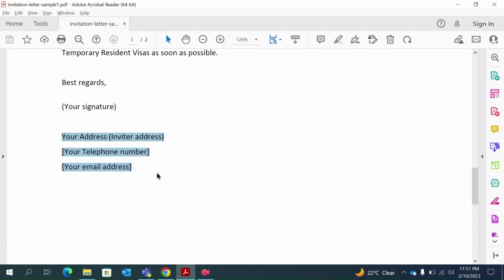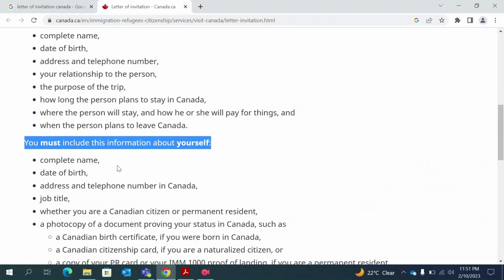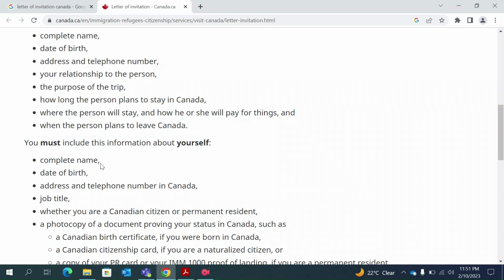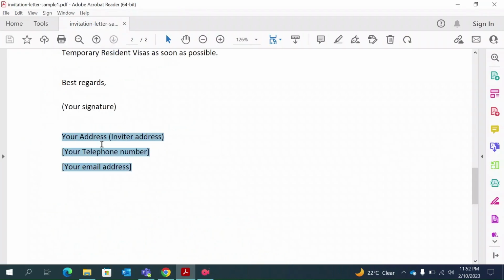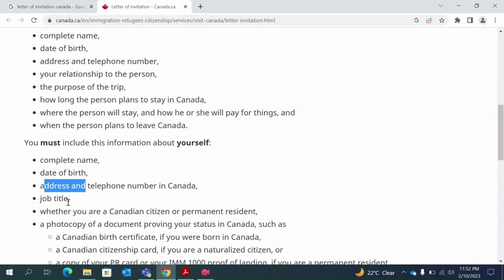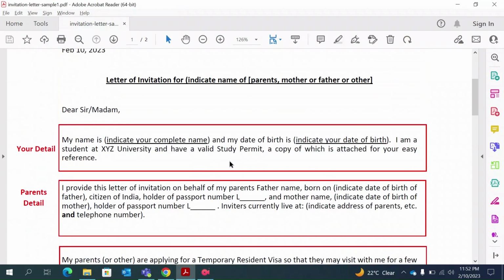Now let me go back to the Government of Canada website, and let us check what details they require. So your name, yes, we have provided. Date of birth, address and telephone number. So here is the address and telephone number. Job title, if you are studying, you can write about your education and your permit details. So we have covered that.